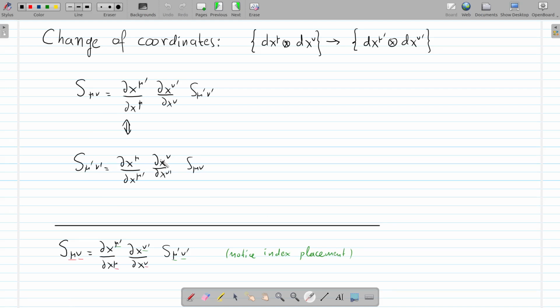So this is a linear operation given again by the matrix of derivatives of x mu prime with respect to x mu. And if we invert this relation, we can have the components of S in the prime coordinate system in terms of the components of S in the original system, also given by the inverse derivatives here of x mu with respect to x mu prime.